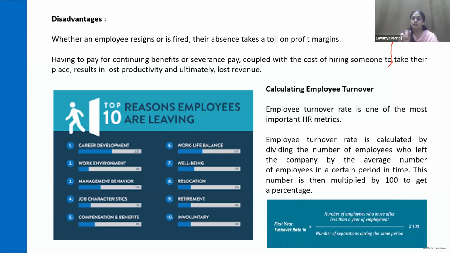So this is the formula for calculating employee turnover. That is, the number of employees who leave after less than a year of employment by the number of separations during the same period. That is, the average is taken. So say 10 employees leave an organization, and the average number of employees is taken. Then finally, it's multiplied by 100. So that gives the turnover rate per year.